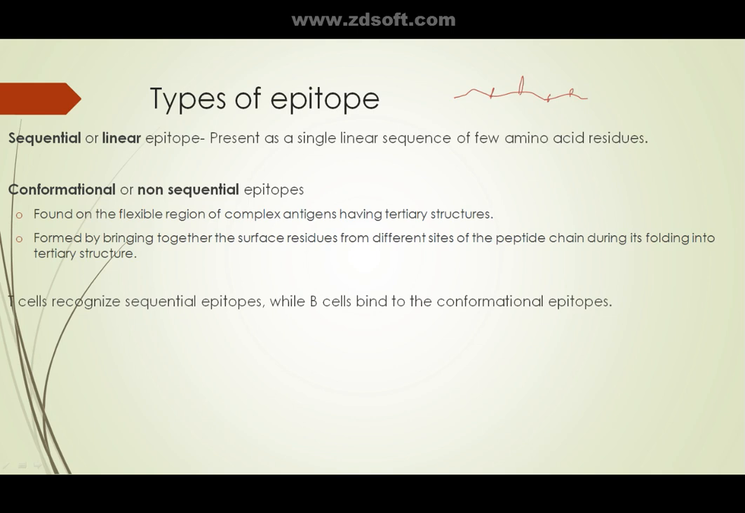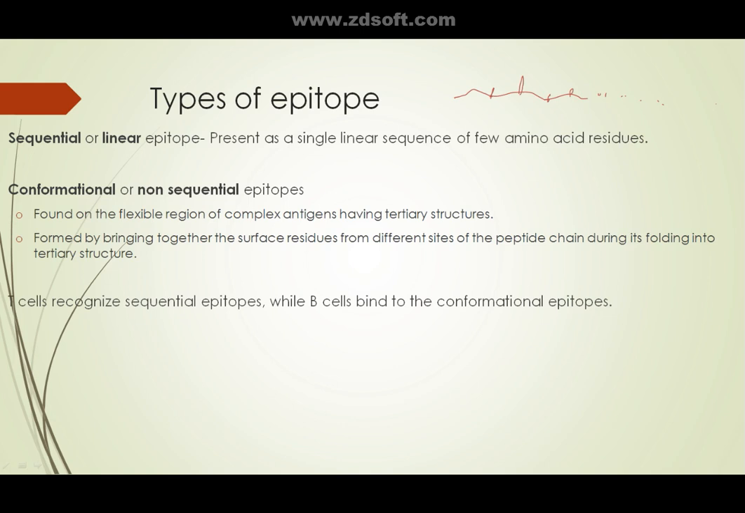So, you have a linear sequence of amino acids. You have an amino acid here, you will be having amino acids here, but they are all in the linear form. This is called a sequential or linear epitope. Then we have conformational or non-sequential epitope. These are found on the flexible region of complex antigen having tertiary structure, and they are formed by bringing together the surface residues from different sides of the peptide chain during its folding into the tertiary structure.